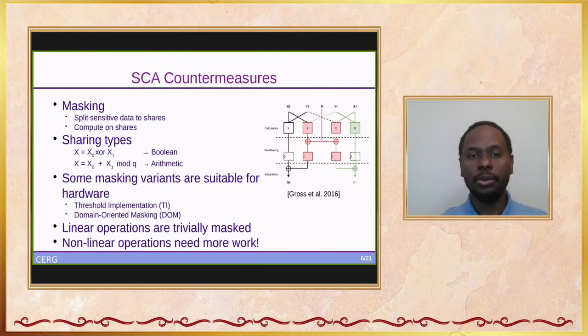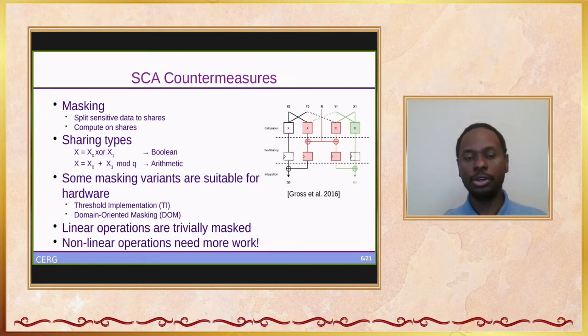The countermeasure that we are interested in this work is masking. Basically, the idea of masking is that you have your sensitive data and then you split it into shares. You compute on those shares securely and make sure that you're doing the computation correctly and at the same time not leaking any information about the secret that you're trying to hide.